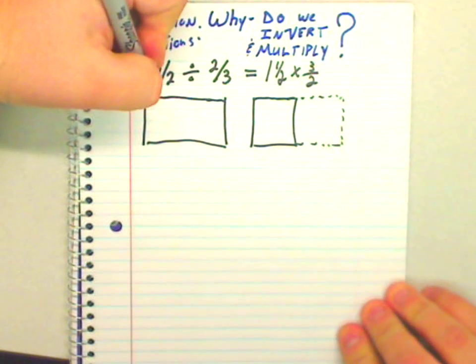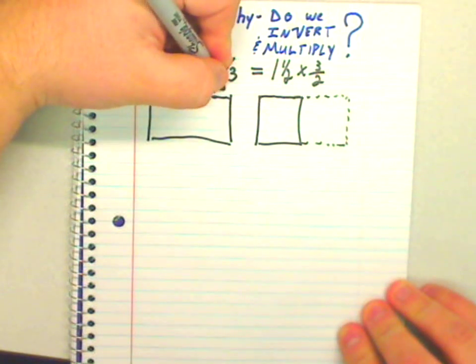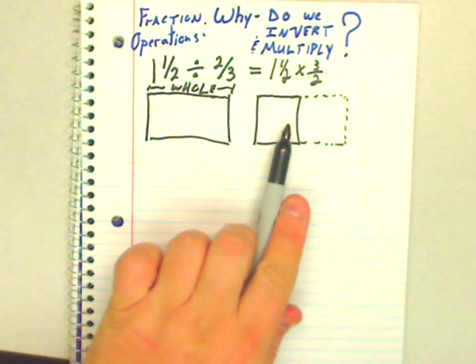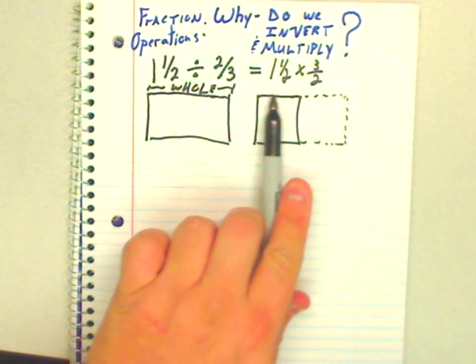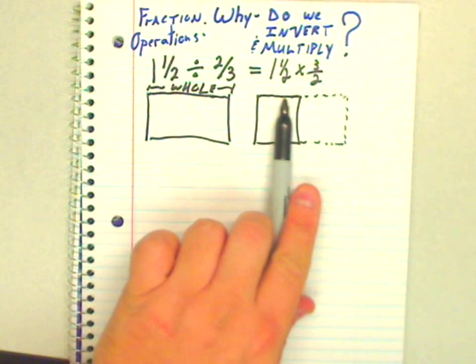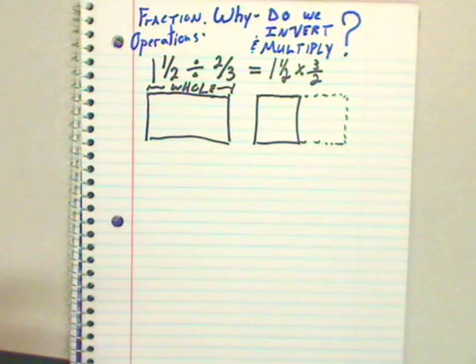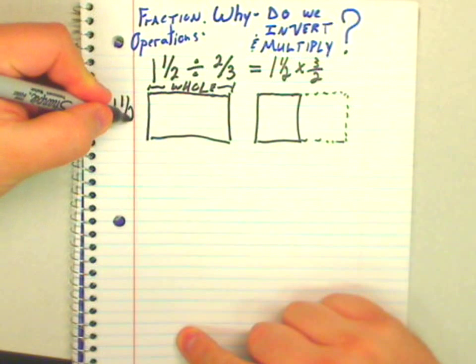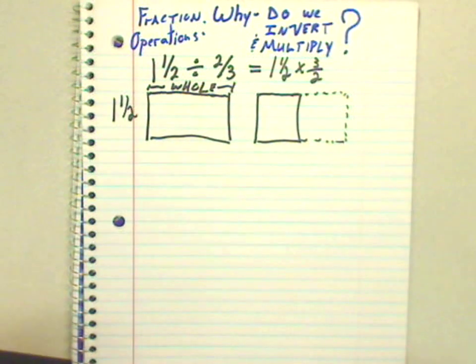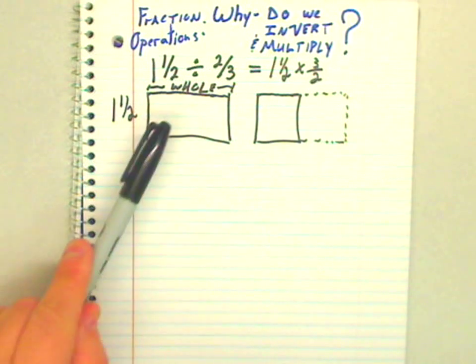Okay, so this right here will be our whole. This is 1 unit or 1 whole. Okay, and we have 1.5. And we can see that this is a half because 2 pieces would make a whole unit, but we only have 1 of that size piece. So this dotted line just shows how many of these size pieces we would need in order to have a whole. Okay, so right now this is 1.5. Our job initially is to find how many groups of size 2/3 we can make from this 1.5.